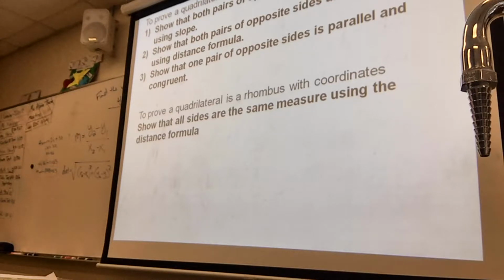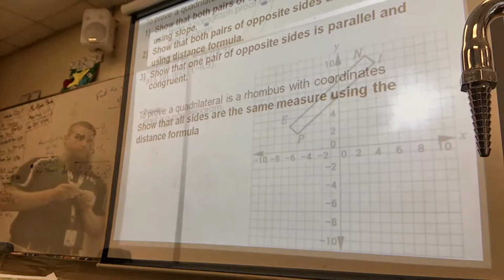Okay? Or prove whether or not something is a rhombus. Now, this isn't the only way. This is probably the easiest way. Other things would be like you would have to show that the 2 diagonals hit at the same midpoint because they bisect each other.